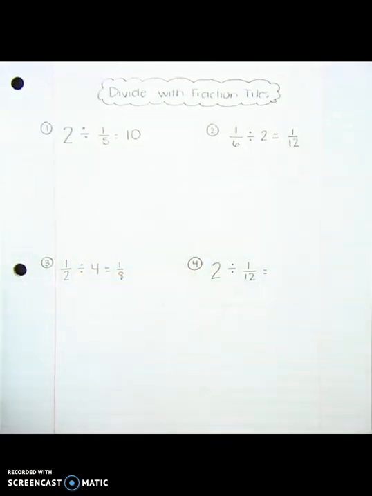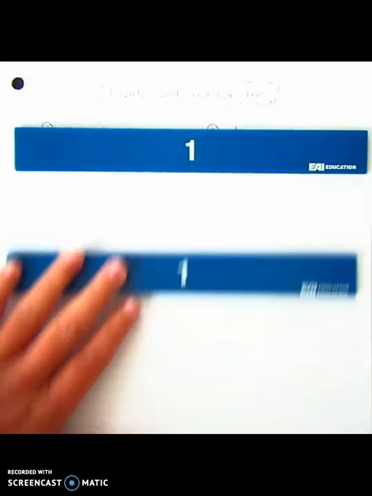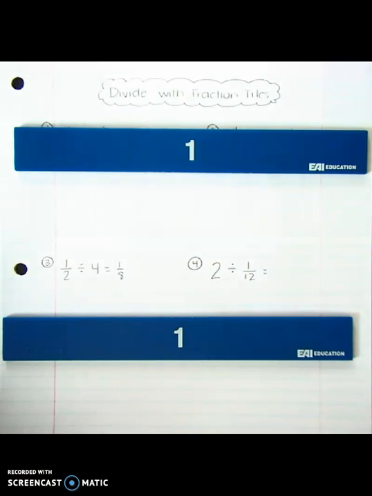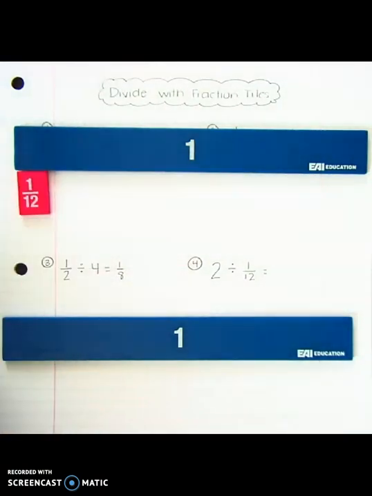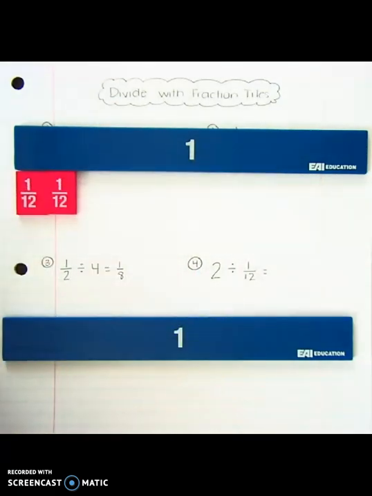Finally, if I have 2 divided by 1/12, again, I'll take those two 1-whole groups. Oops, let you see the question this time. And I am going to split them into groups of 1/12. Now, you might have recognized or can make a prediction about what your amount is going to be.